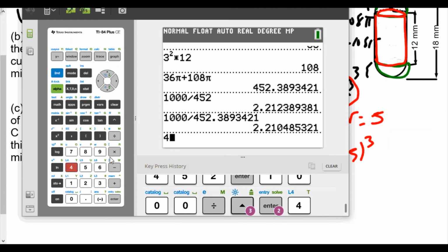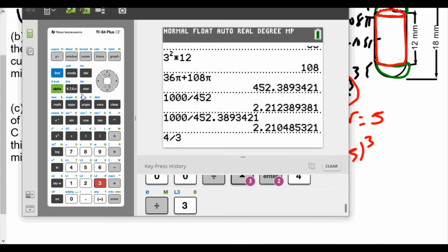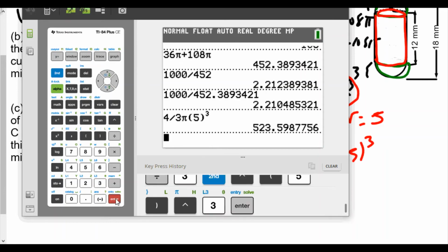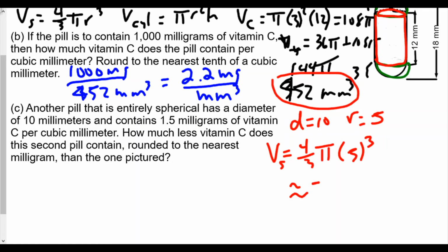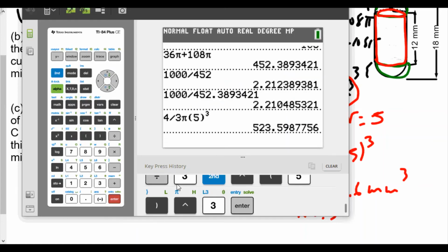So we have 4/3 pi times 5 to the third power. And we get, in this case, 523.598. Okay, so about 523.6 cubic millimeters. And we'll multiply that by 1.5. Okay, so we'll go to the calculator and multiply that by 1.5.